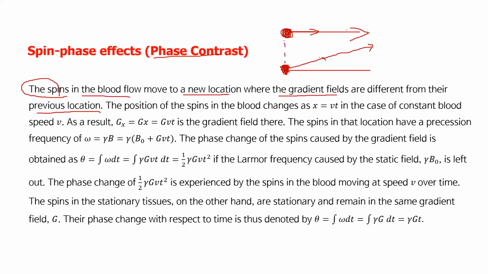But if the blood moves, for example the blood is here, after some time later, then the magnetic field in this blood changed, right? So the magnetic field the spins experience at this position is different from that in the previous position.